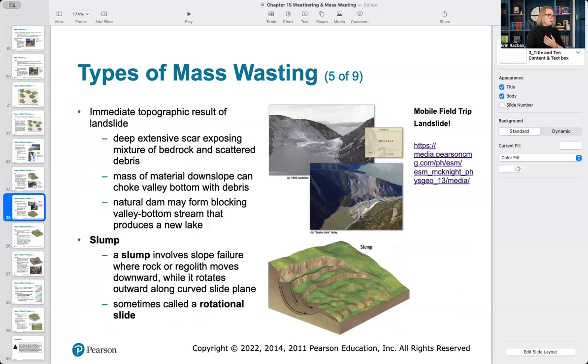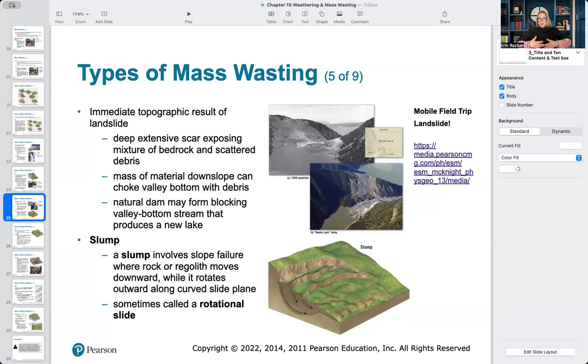So on a smaller but more common scale, we have what we call slumps. And a slump is a slope collapse in which rock or regolith moves downward and also rotates outward along a curved surface that has a concave side facing upward. Okay, so it's almost as if you were slumped down in your chair. If I were to slump down in my chair, I have a concave upward body and a lower curved outward body on the front.